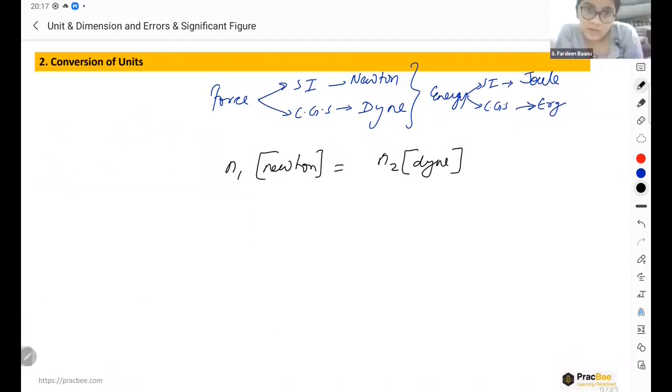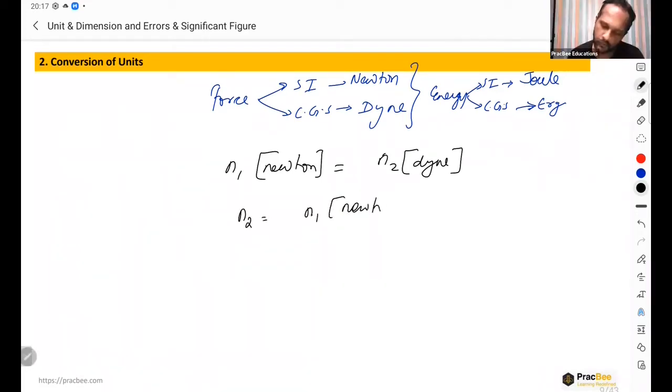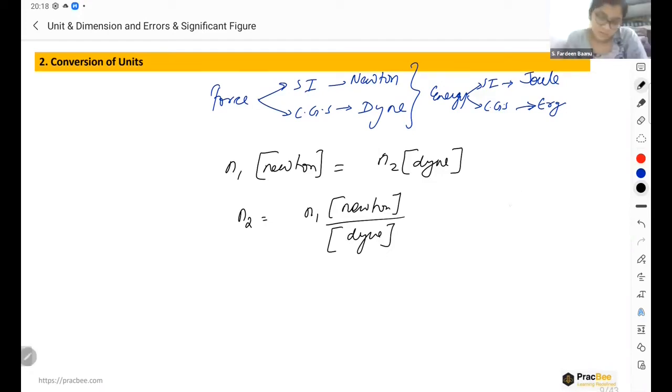What will be the dimension of Newton and what will be the dimension of dyne? Will it be different? Same? Same, sir, because they are units of force, and force has the dimension, so they will have the same dimension. So N2 is equal to N1 into dimension of force in Newton over dimension of force in dyne. So we know that the dimension of force is MLT to the power minus 2.